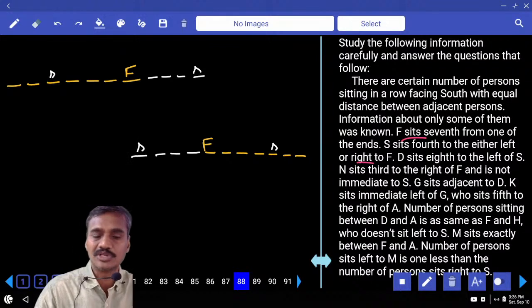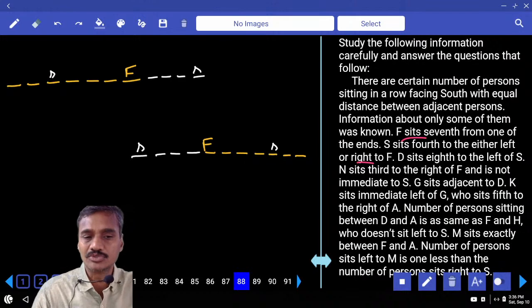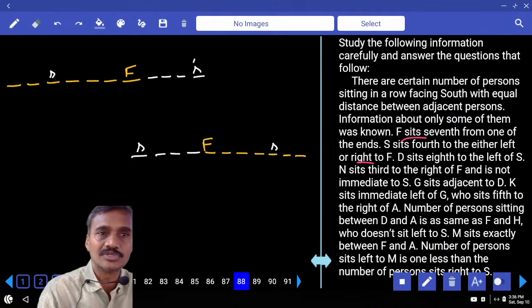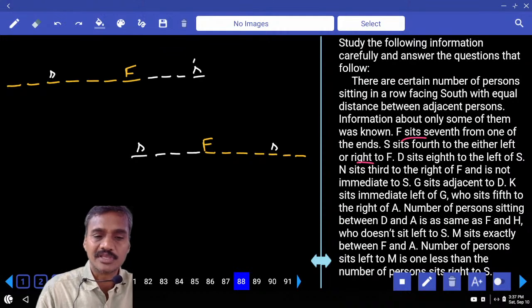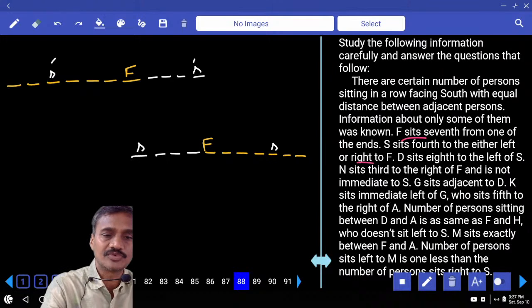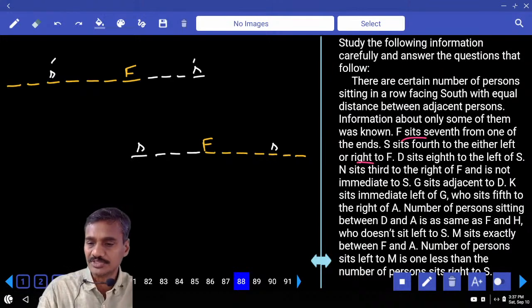D sits eighth to the left of S. D is eighth to the left of S annam. Now can we have at the S ikkada undocha leda? Undochu. D sits eighth to the left of S. Inka left hand side. S ikkada unna eighth to the left. 1, 2, 4, 5, 6. Hence we have two possibilities in this.